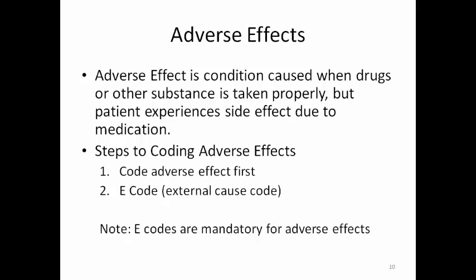So our steps to coding adverse effects are: number 1, we code the adverse effect first, which would be the manifestation. Second is our E code, or the external cause code, indicating which substance caused the problem. Remember, when we code, we're not just coding for reimbursement, but also tracking for records, and contraindications of drugs are also found by these E codes.